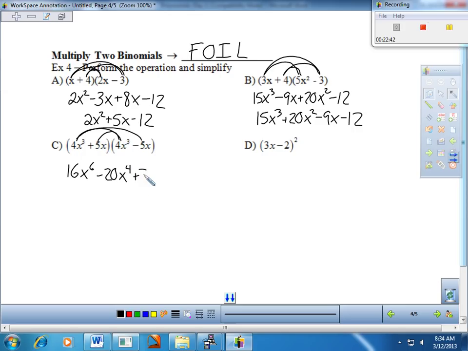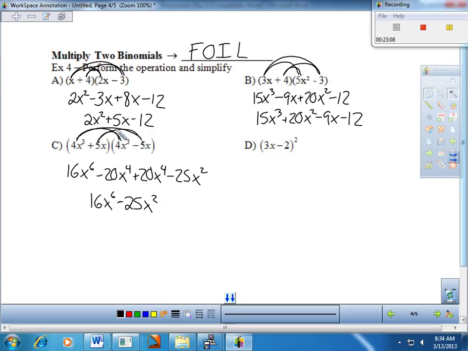Inside, I get a plus 20x to the 4th. That's kind of cool. And then last, I get minus 25x squared. Take a look at that piece. Make sure it makes pretty good sense. And then when we do combine things together, it looks like those middle terms would combine together. Do you see that they would cancel each other out? I'm hoping that that clicks for you. And as a result, we're just left with this right here.